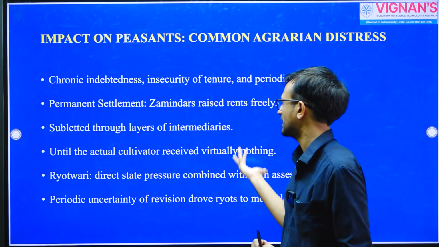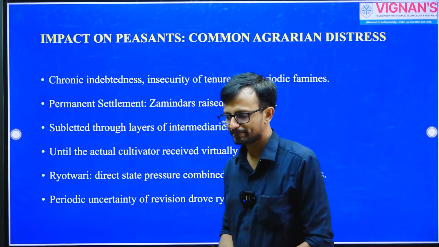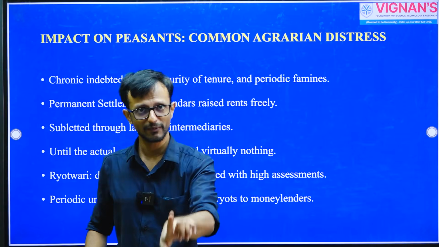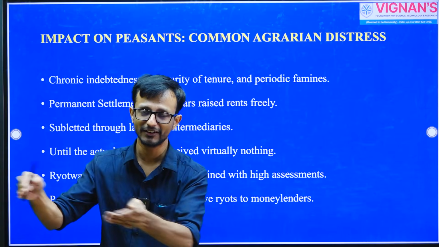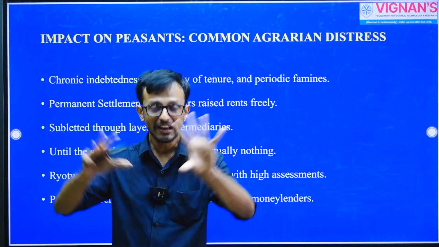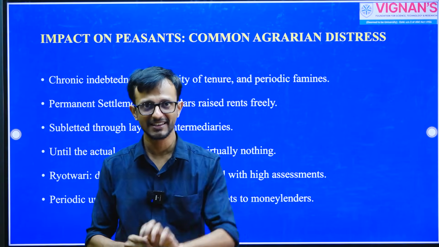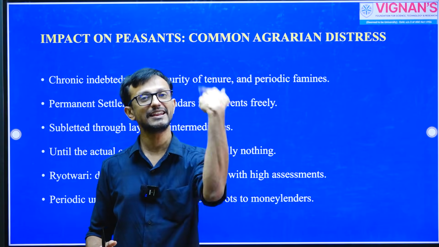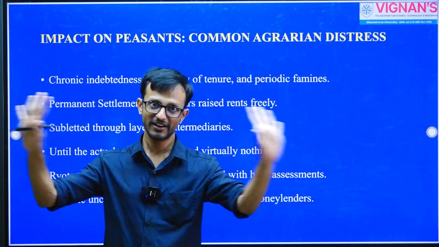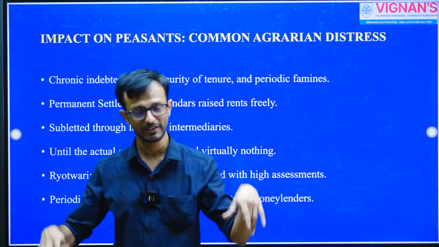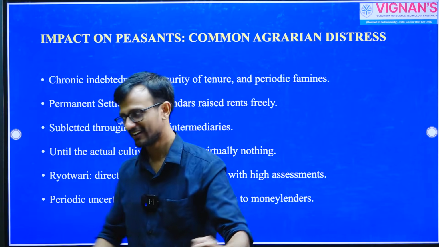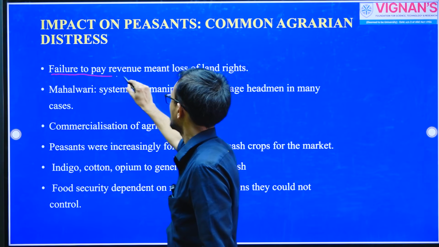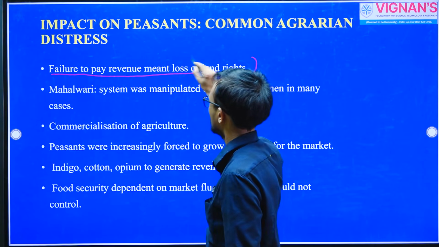So whatever we discussed: famines, indebtedness, peasants indebted to the moneylenders, starvation. In the permanent settlement, subletting of lands to various intermediaries and middlemen is increasing, and absentee landlords are increasing, due to which peasants are suffering. In the case of the Ryotwari settlement, it is the high revenue extraction, where even without intermediaries high revenue extraction is happening, due to which peasants are not able to meet their demands, right? And failure to pay revenue meant loss of land rights. This is a very, very important point that we need to highlight.